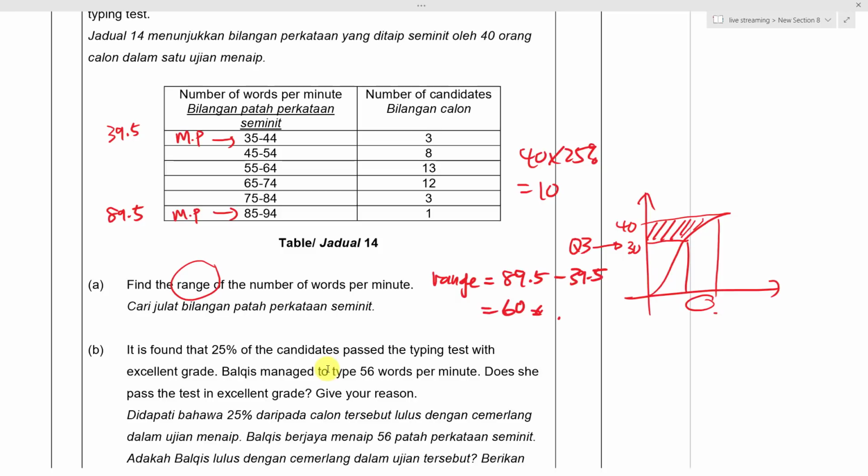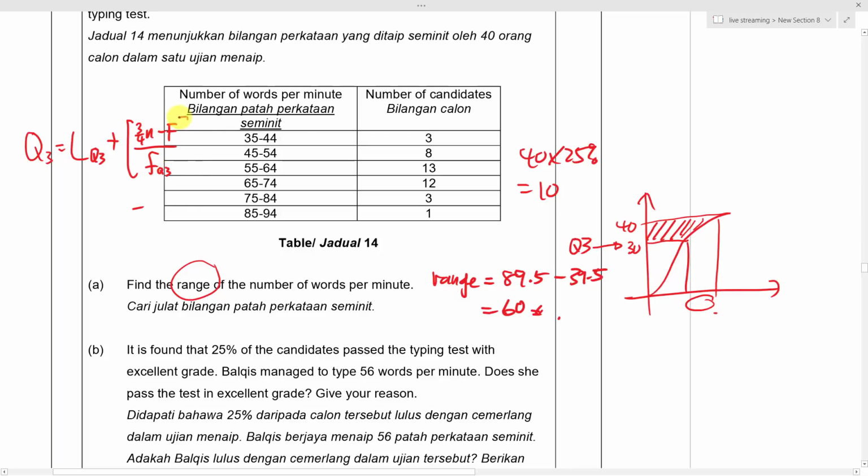So if you understand Q3, then I will use the Q3 formula. The Q3 formula is basically the lower boundary of the Q3 class, plus 3 over 4n minus capital F, over the frequency of the Q3 class, and then multiply by the class size. Before I apply this formula, I want to know which class is the Q3. So I do 3 over 4 multiply 40, which gives 30. So I must locate 30.